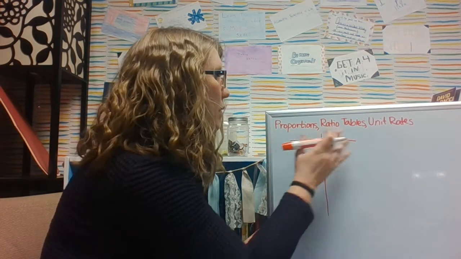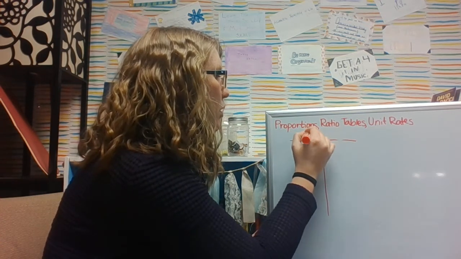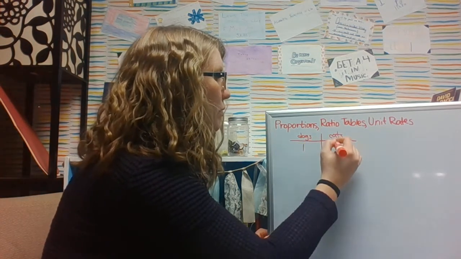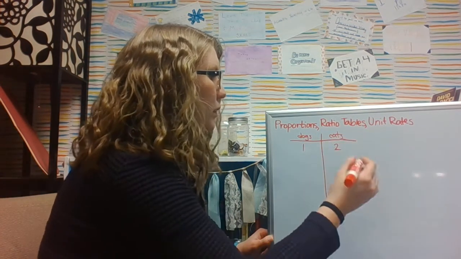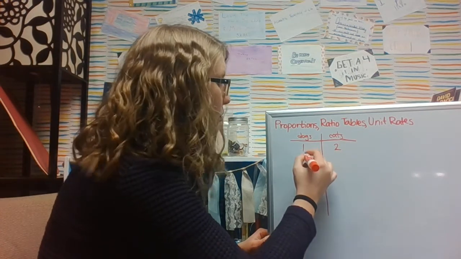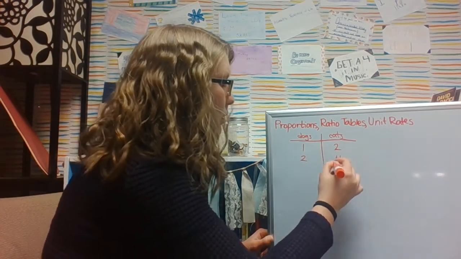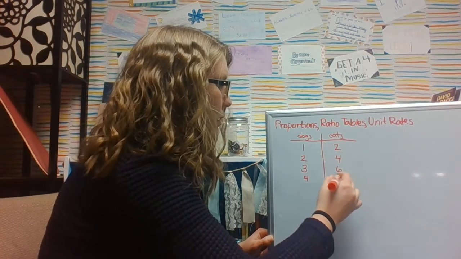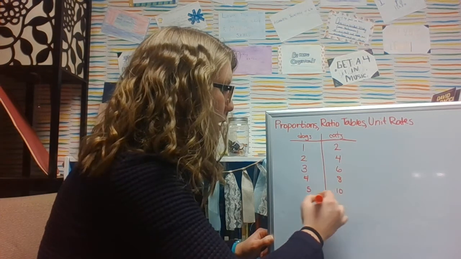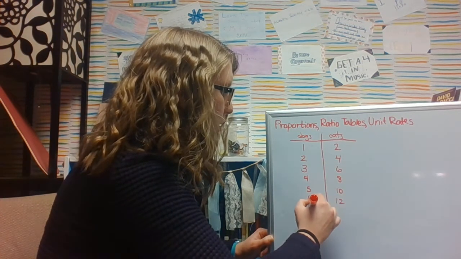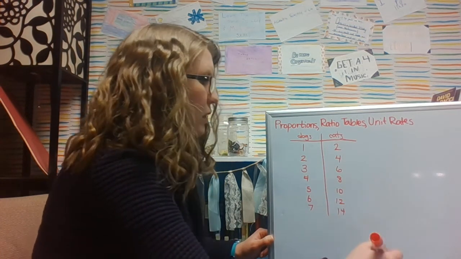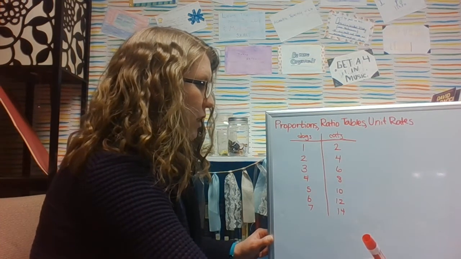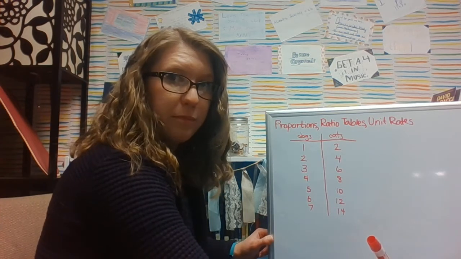So let's just say that we have dogs and cats. And I have 1 dog for every 2 cats. So 1 to 2, or it would be 2 to 4, or it would be 3 to 6, it would be 4 to 8, 5 to 10, 6 to 12, 7 to 14, and I just keep counting up that way. Now, I should be able to notice a couple of patterns here.